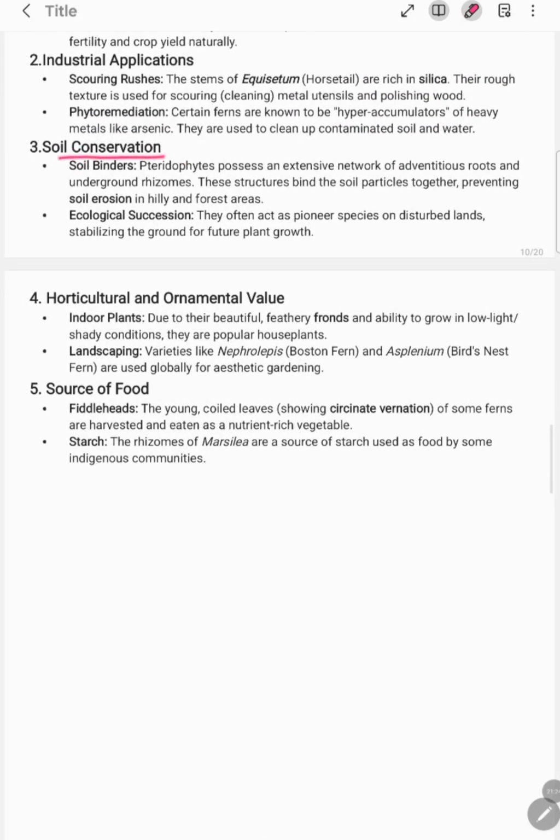Another is your soil conservation. Pteridophytes possess an extensive network of adventitious roots. Okay, they have adventitious roots and underground rhizome, and these structures bind the soil particles, which prevents the soil erosion. As they have adventitious roots, they bind very tightly to the soil and prevent the soil erosion.